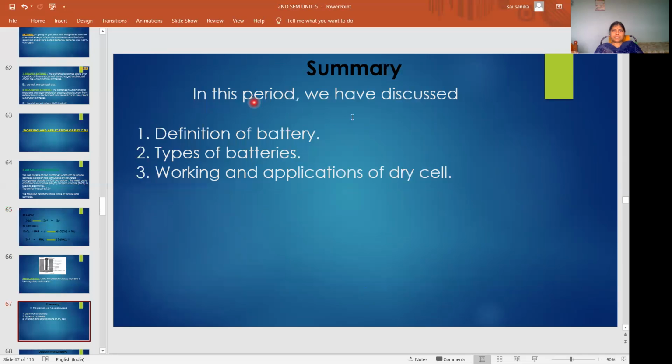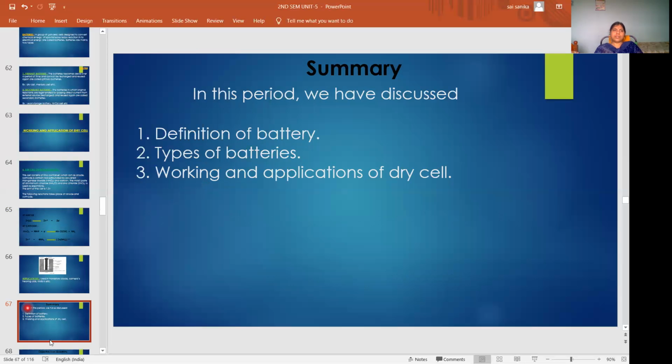Then summary. In this period, what we have discussed: definition of battery, types of batteries, working and applications of dry cell. Among these, very, very important are the definition of battery and the working and applications of dry cell. And in this working, the reactions are very, very important. If your reactions are correct, you will get full marks. Which one is undergoing oxidation, which one is undergoing reduction, that you have to remember. If you know what is oxidation and what is reduction, then you can easily write the equations.